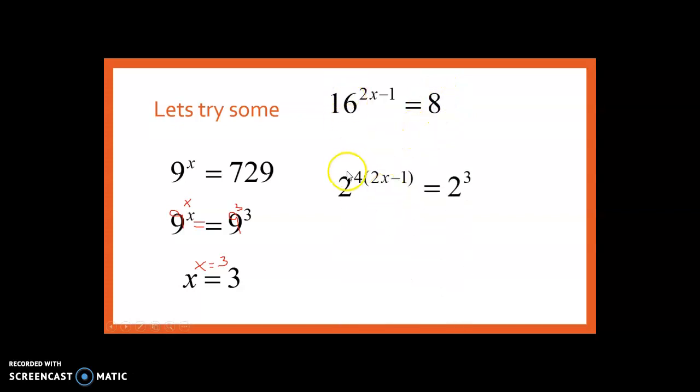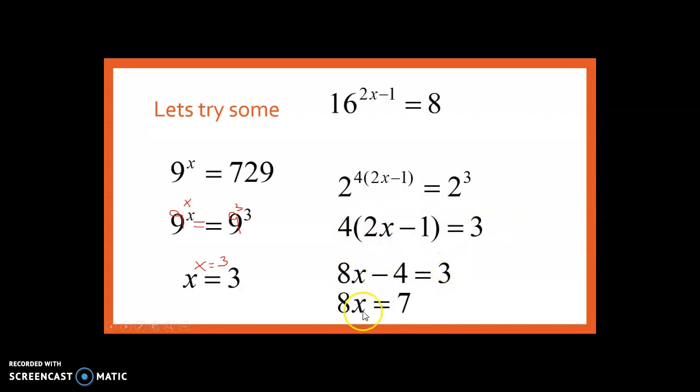So this can be written as 2 to the fourth, and this can be written as 2 to the third. I do that. 16 is 2 to the fourth, and then I write the exponent next to it, 4 times 2x minus 1, and then 8 is 2 to the third. And once I have their bases equal, I can set their exponents equal. So the problem I'm trying to solve is this: 4 times 2x minus 1 equals 3, and then I'm just going to solve that. I'm going to distribute, add 4 to both sides, which gives 7 over here. I divide by 8. And I get x equals 7/8. Again, this was a little tricky because we had to fix both bases. Both bases in this case ended up being 2.